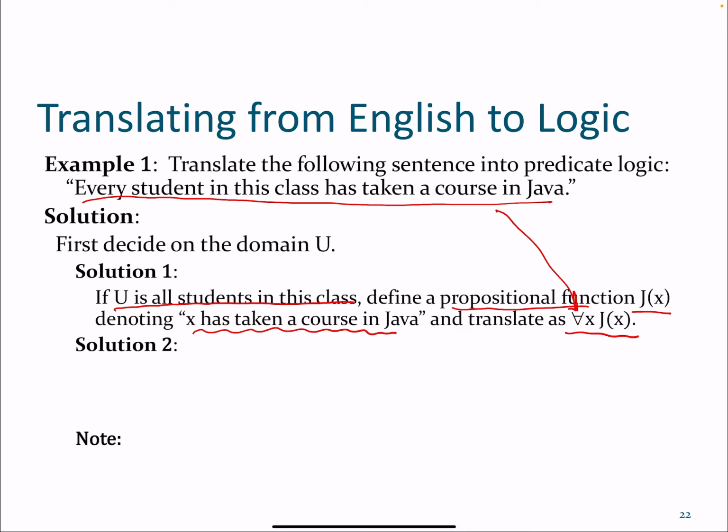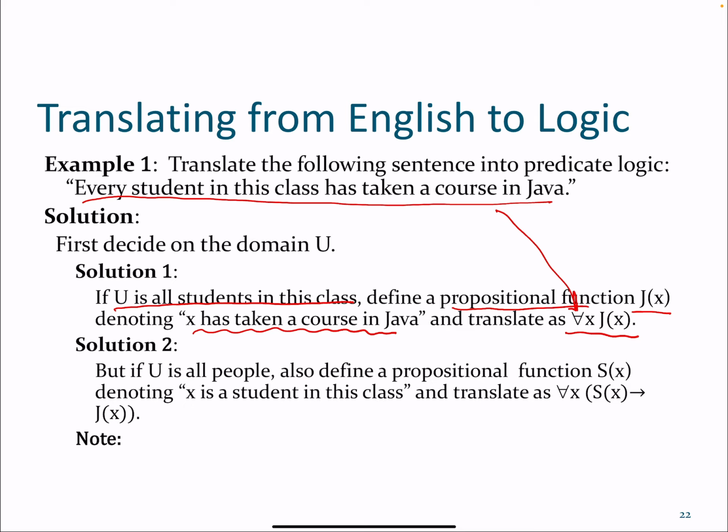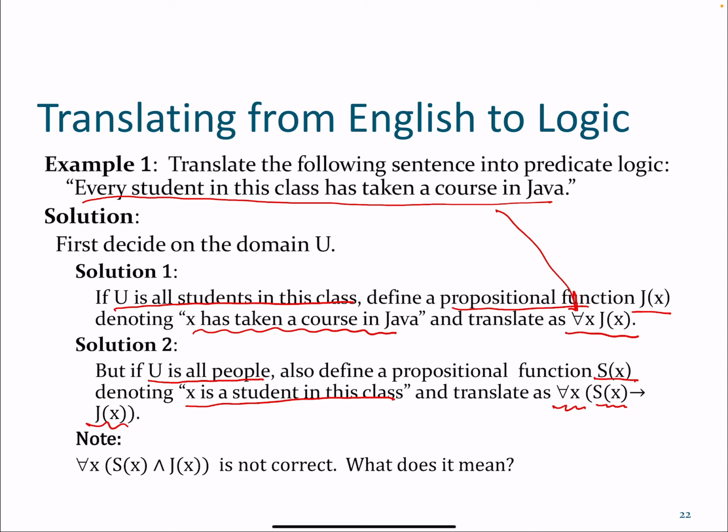But if you change the domain U, it can be different. For example, if U is all people, then you have to define another propositional function, Sx, meaning x is a student in the class. So for all x, if x is a student in this class, then x has taken a course in Java. Please be very careful here: if you change the implication to and, it is not correct. Ask yourself why, because the meaning is different. So double check this example.